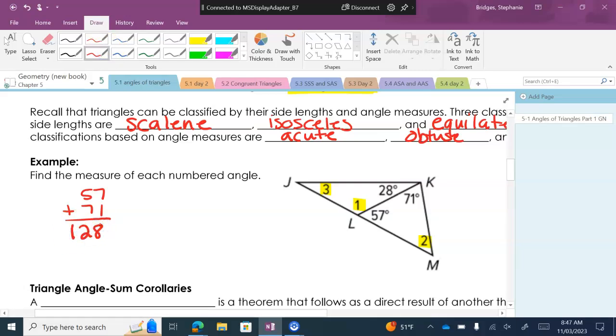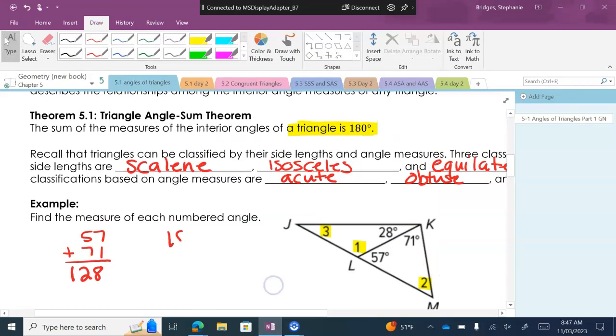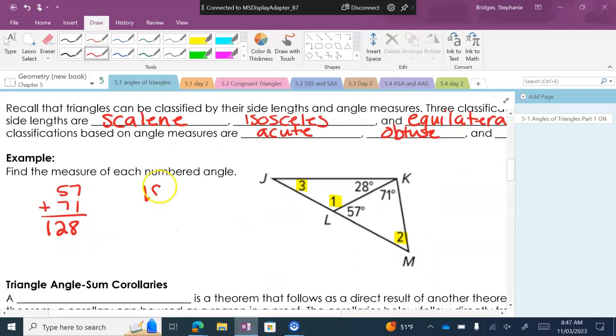And then what would I do to find angle 2? Subtract that from 180. Again, if my pen would write, would help. Okay, so I'm going to do that subtracting. So what does that give me? 52. So angle 2 is 52 degrees. You can just write it next to it in the picture. Everybody okay with that?